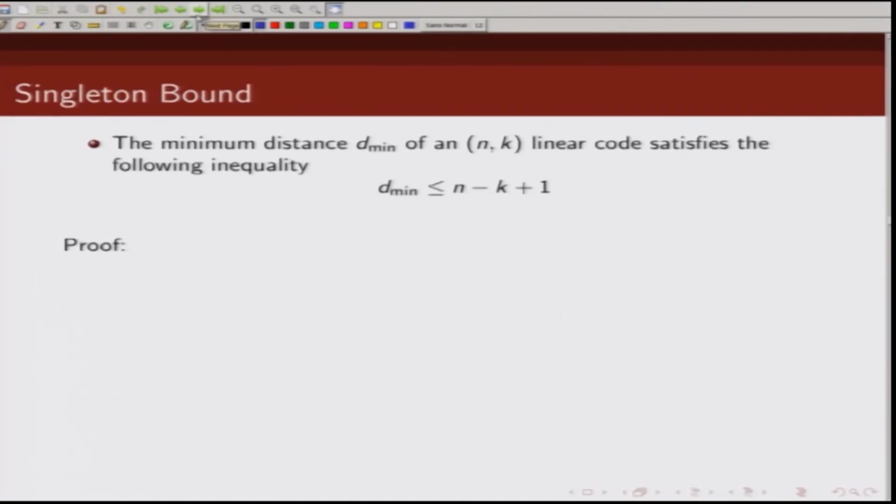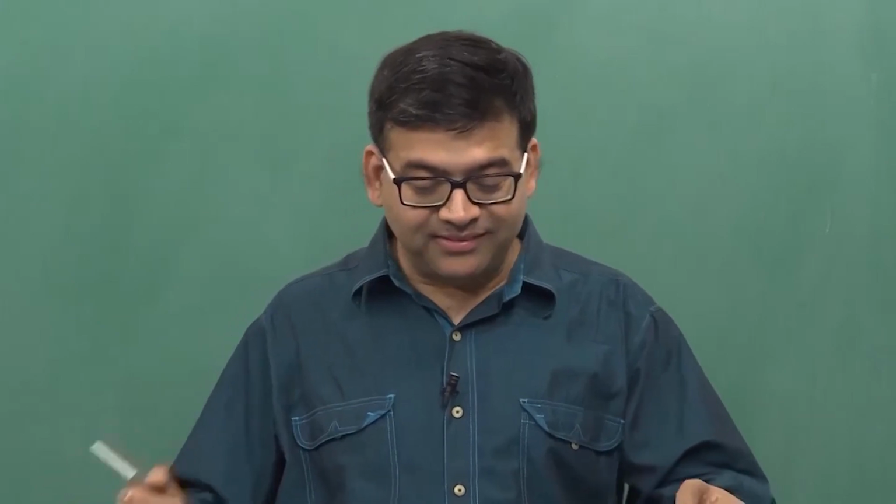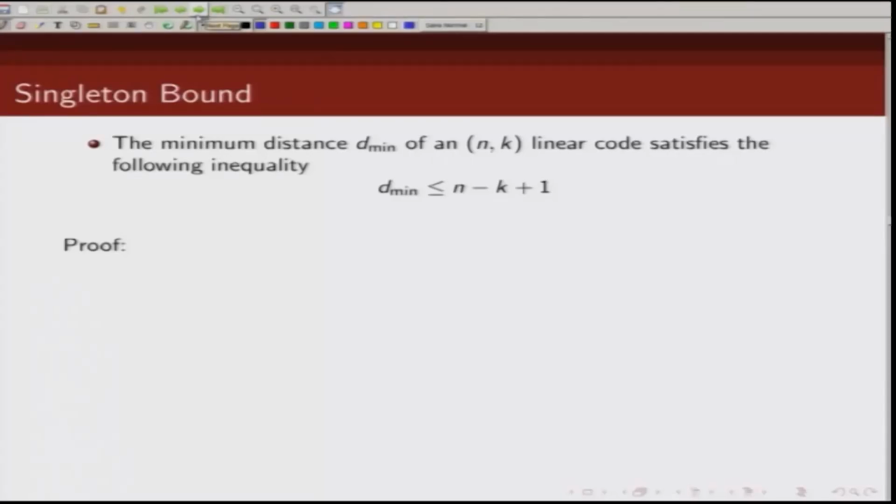The next bound that we will talk about is the Singleton bound, which gives an upper bound on minimum distance. So, the Singleton bound says that the minimum distance of an (n, k) linear block code must satisfy this inequality. So, minimum distance is less than or equal to n minus k plus 1.